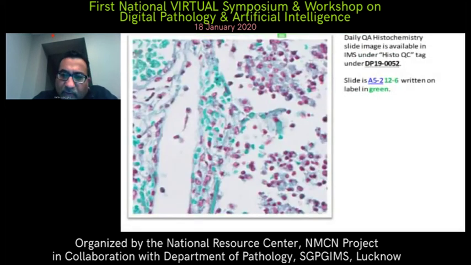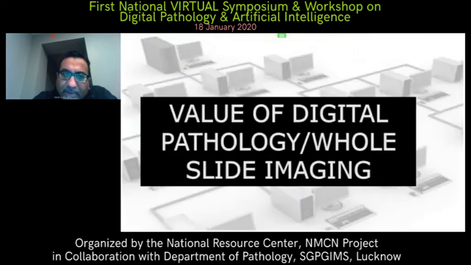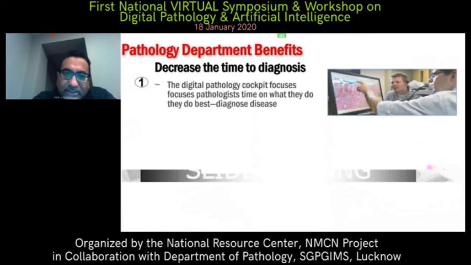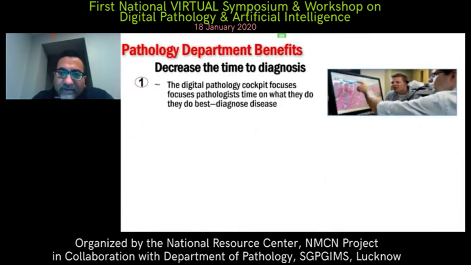So overall, the value for the pathology department is to decrease the time to diagnosis. Within the digital pathology cockpit, you have all the information you need in one place. And this allows the pathologist to do what they do best, which is make a diagnosis of disease. They don't have to deal with assembling the information, looking for a lost slide, or looking for the paperwork, because it's all there in one place.